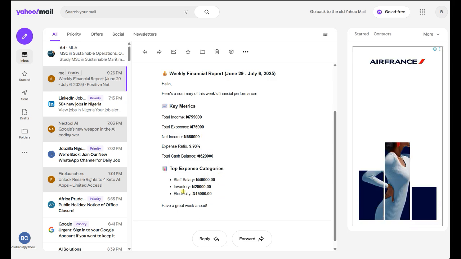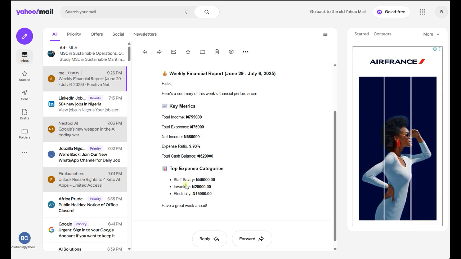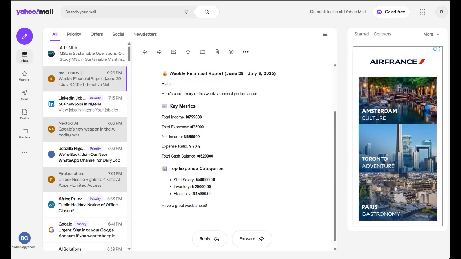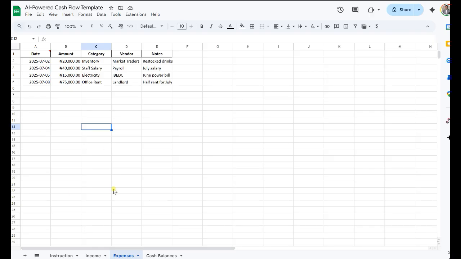And then to give you the top expense categories for the week, which in this case is just staff salary, inventory, and electricity. Take note that this could run into hundreds and thousands of lines, as the case may be. Our system will take care of that for you.